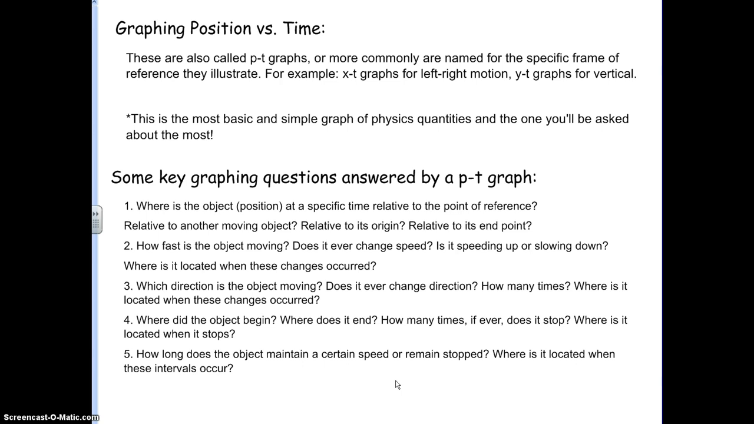What direction is the object moving at a particular moment in time? Does it ever change directions? How many times does that happen? Where is it located when it does change direction? And on and on and on. So you can see there's a lot of questions we could ask.